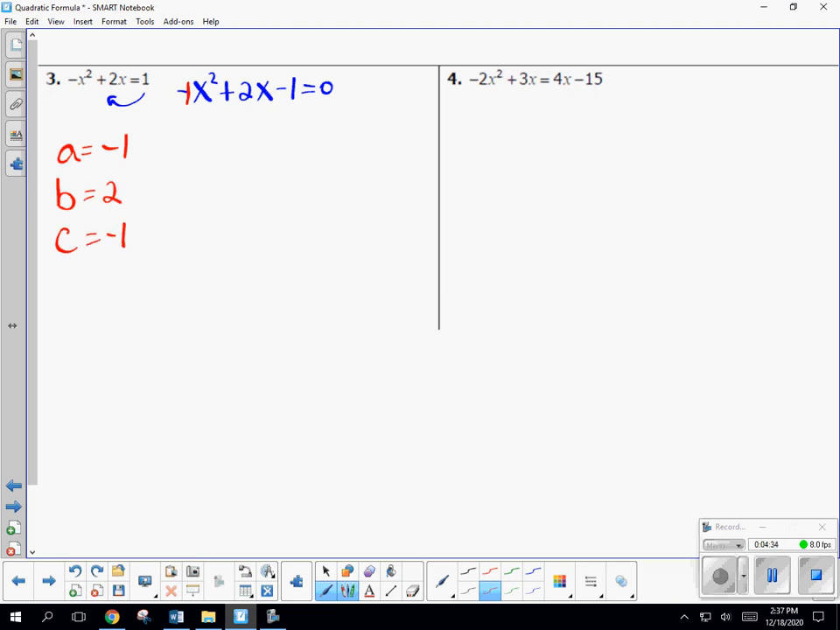Let's plug that into our formula. Write our formula down again. X equals negative b plus or minus the square root of b squared minus 4 times a times c, all of that divided by 2 times a.